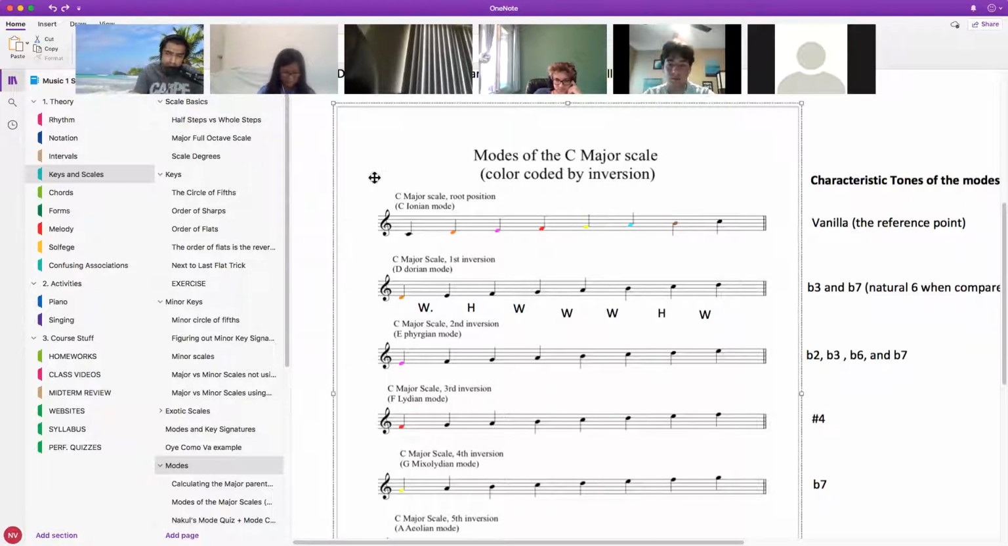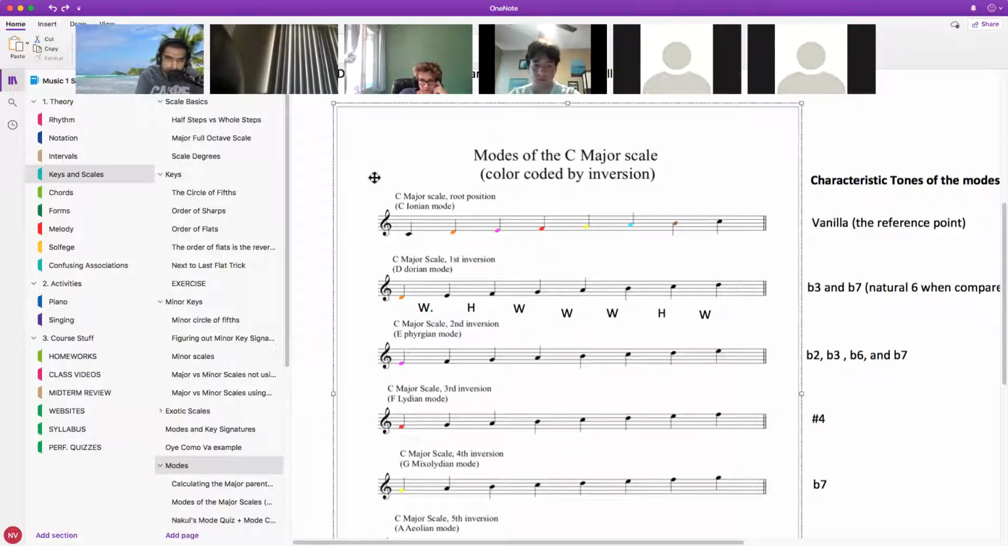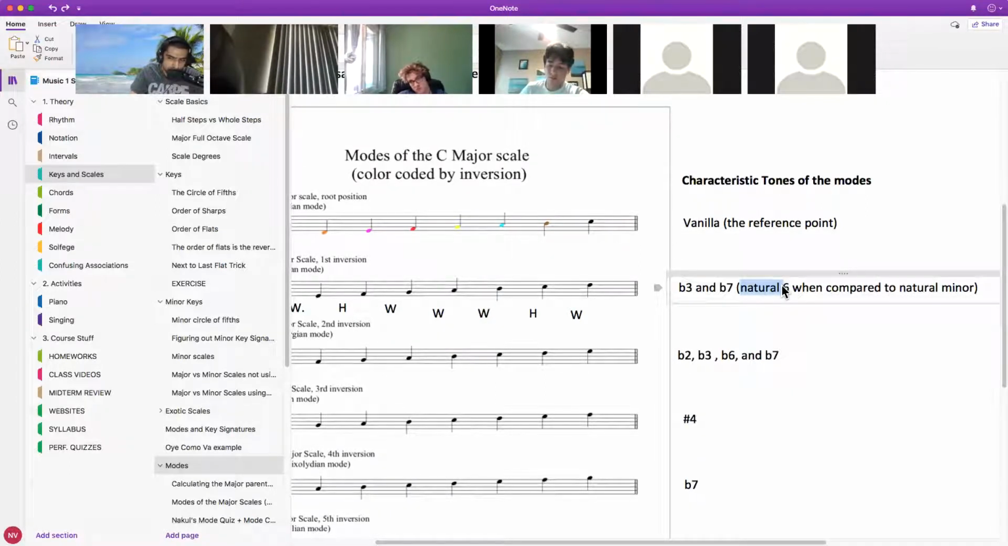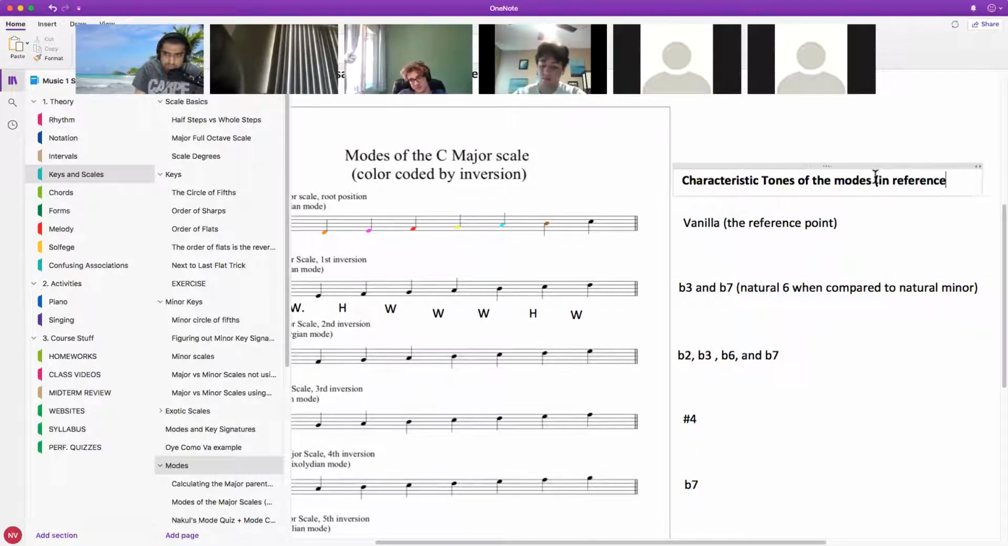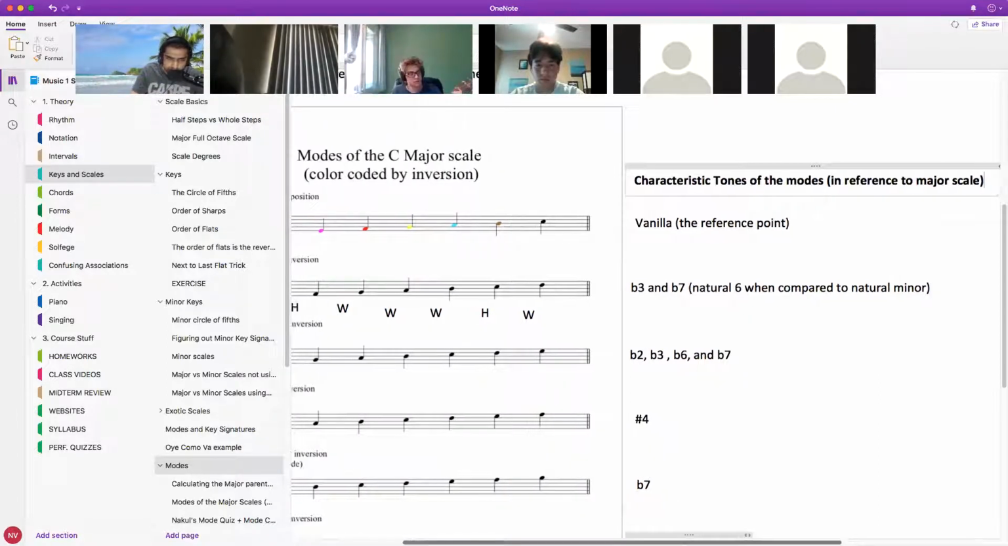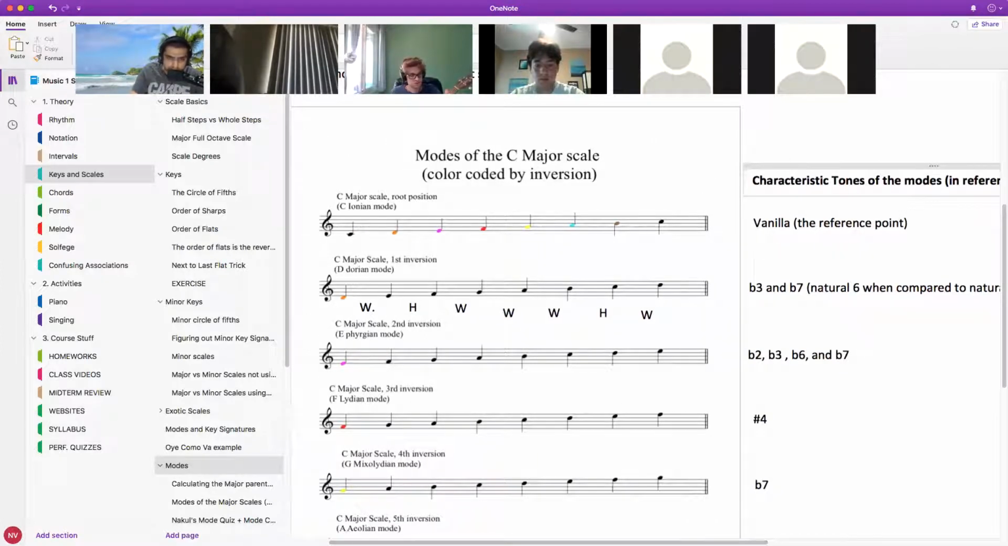So are you saying that flat 3 and flat 7 are from the C major scale? Yes, that's in reference to the C major scale. It's also useful to think about it in terms of natural minor. It's a natural 6 when compared to natural minor, but in reference to major. So you're saying in the C major scale that E is flat? Yes. In the C major scale, I'm saying that E is flat.